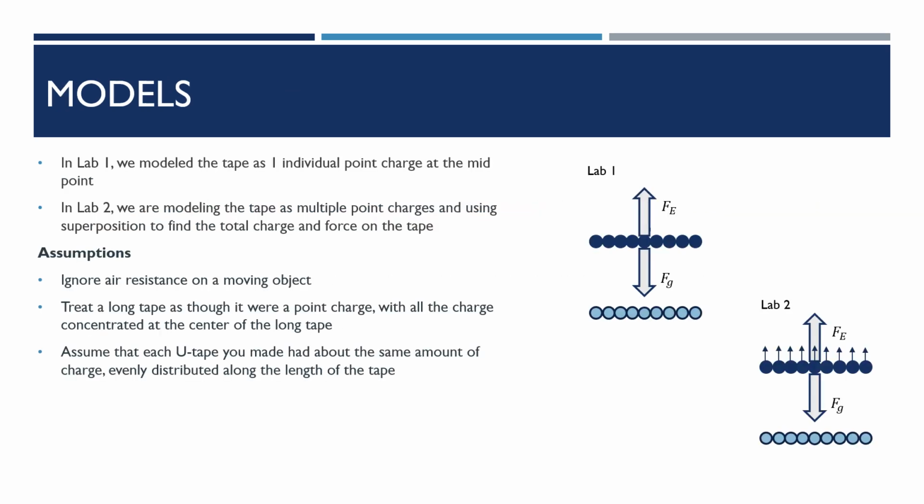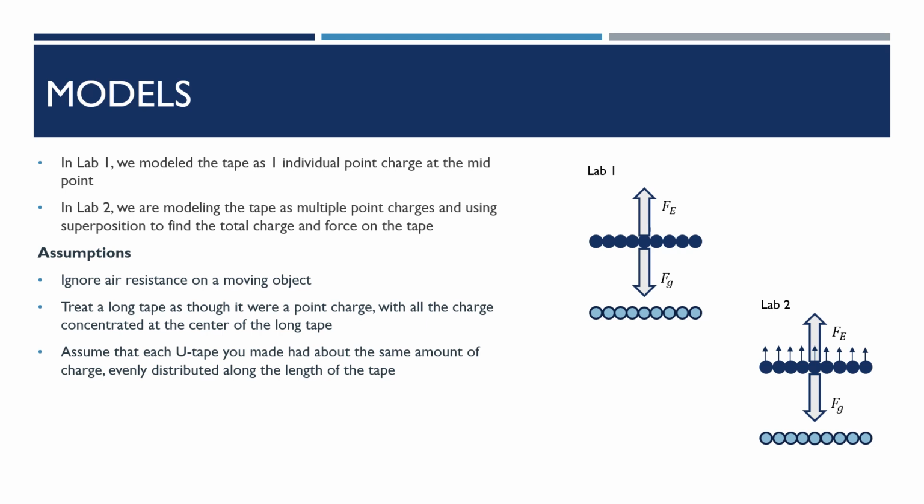Models now, as you can see on the right side, we have the lab 1 model compared to the lab 2 model. So in lab 1, we modeled the tape as one individual point charge at the midpoint, and in lab 2, we're modeling the tape as multiple point charges and using superposition to find the total charge and force on the tape. So a couple of assumptions: we're going to ignore air resistance on the moving object. We're going to treat the long tape as if it was a point charge with all charge concentrated at the center of the long tape.